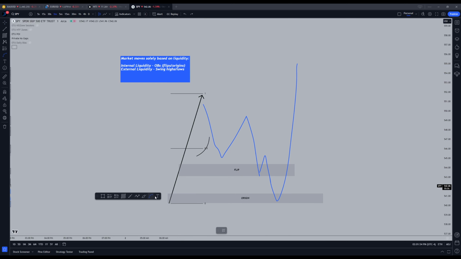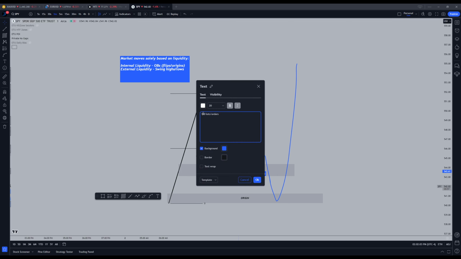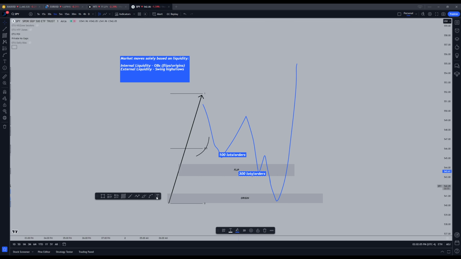Because let's say there's 100 lots, or you could say 100 orders of liquidity here resting at this inducement, and then down here, let's say there was 300. And then at the origin, we have the most liquidity here, or not necessarily the most. The most liquidity would literally be at the swing point, right? So this external liquidity here, swing point, would have the most liquidity.